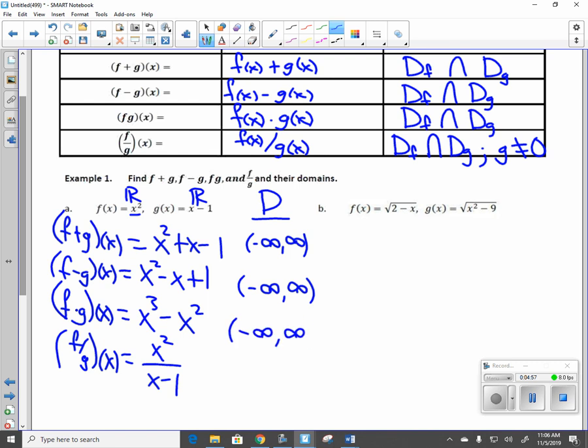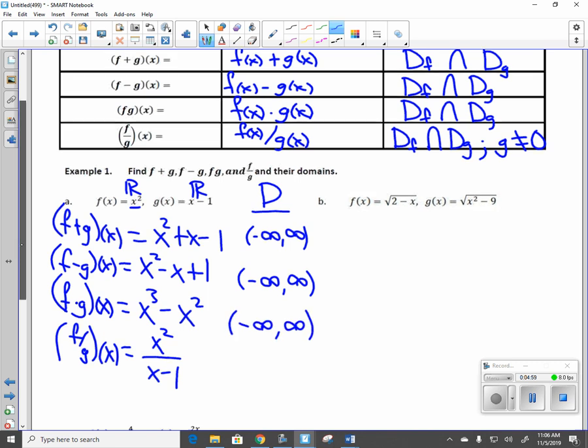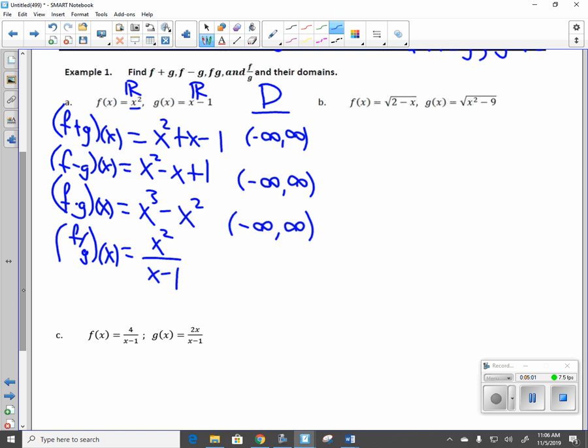For multiplication, for addition, for subtraction. But when you look at the last one, when you look at division, you think all real numbers, except I have to consider where the denominator will be equal to 0. What would you plug in to g of x to make 0? You would plug in 1 to make 0, correct? So if you plug in 1 to make 0, x cannot be 1. Pretty simple.